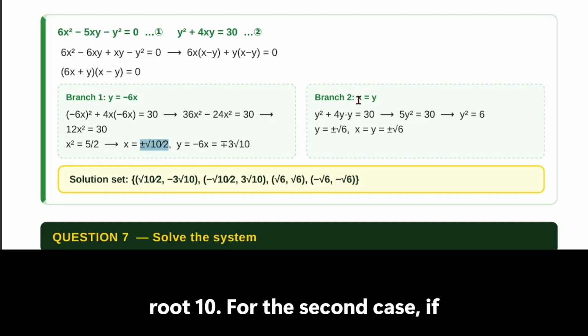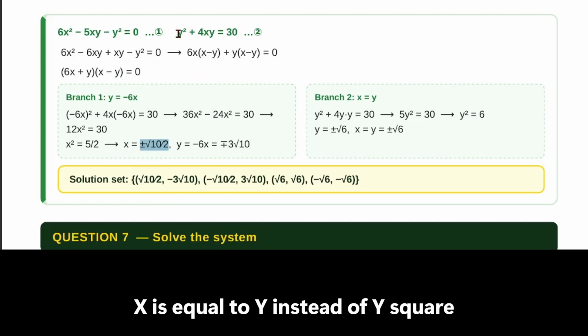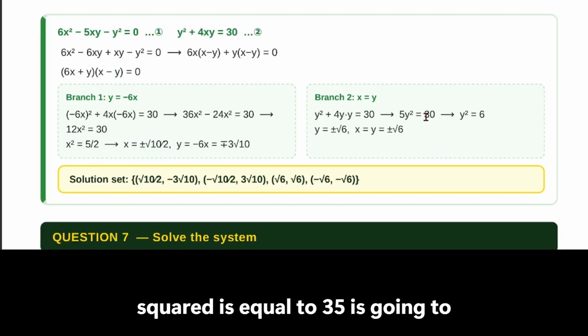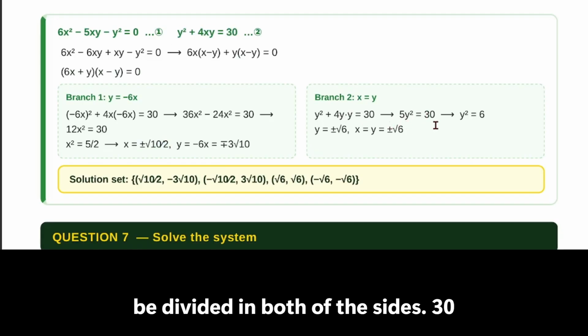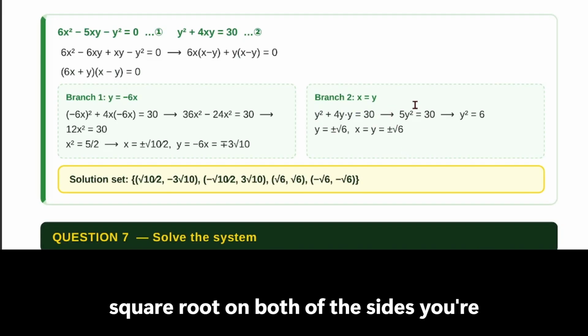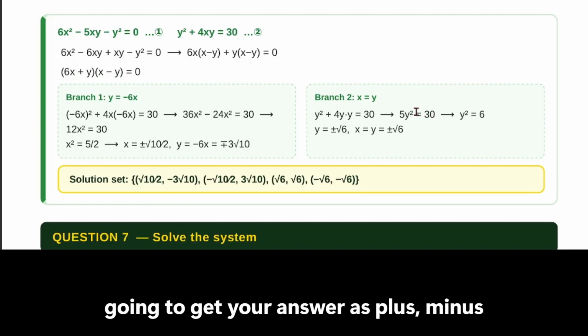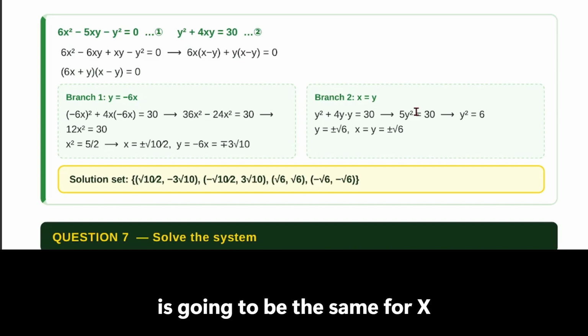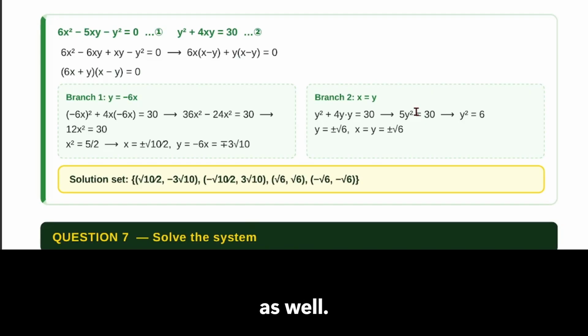For the second case, if x is equal to y, instead of y square plus 4xy is equal to 30, we get 5y square is equal to 30. 5 is going to be divided on both sides. 30 divided by 5 is 6. And by taking the square root on both sides, you're going to get your answer as plus minus root 6. So we know that x and y are both equal, so this value of y is going to be the same for x as well.